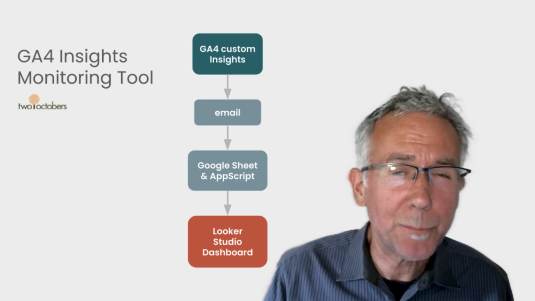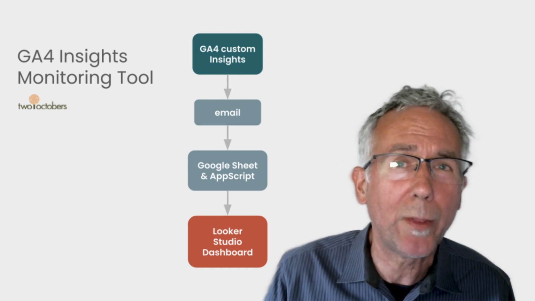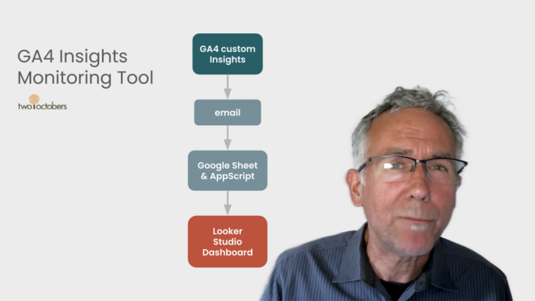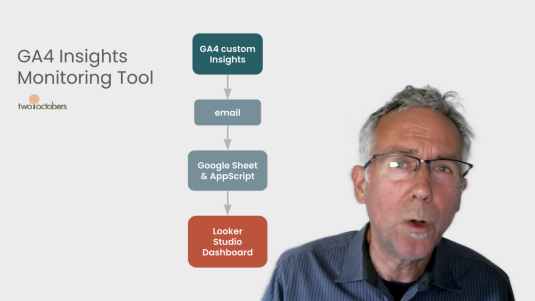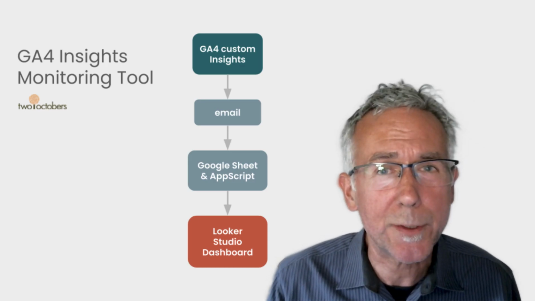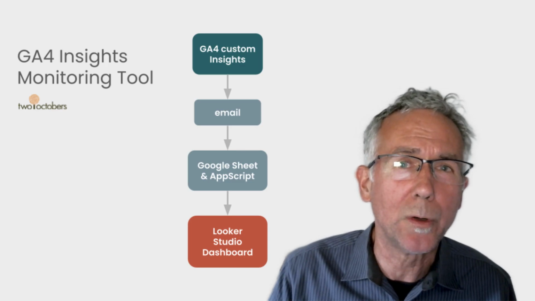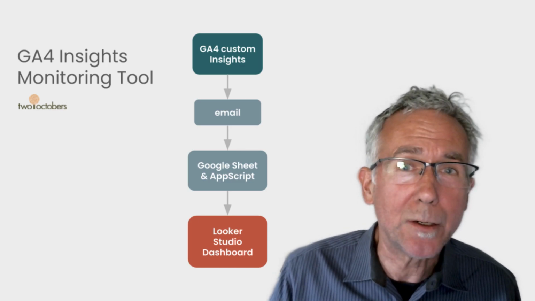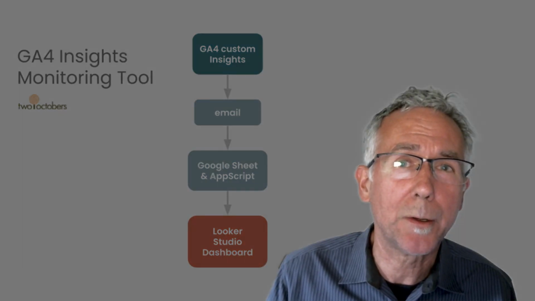I like custom insights a lot for their ability to monitor specific metrics and whether they go up or down, but I find keeping an eye on them kind of tedious. So I built this process that captures them in a Google Sheet and then reports on them in a Looker Studio dashboard, which makes it much easier to keep track of things and take quick action when something goes wrong.